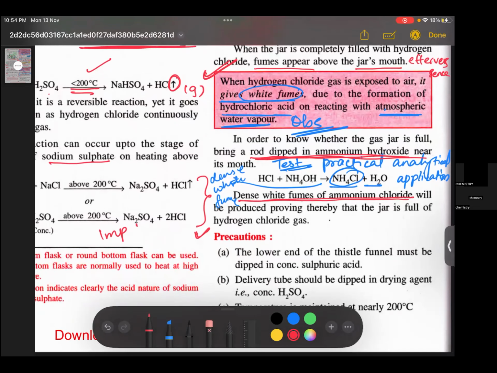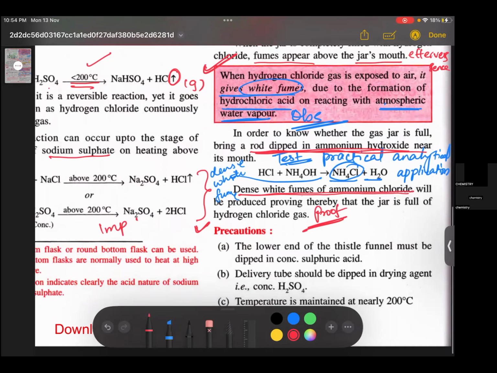So what is your test? Our test is that when a glass rod dipped in ammonium hydroxide is brought near the mouth of a gas jar full of HCl, we observe dense white fumes of ammonium chloride. Okay? Thereby, the jar is full of hydrogen chloride gas. This is your proof. Next, what are the precautions?